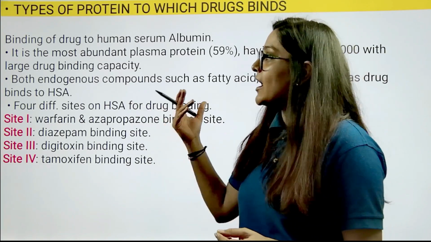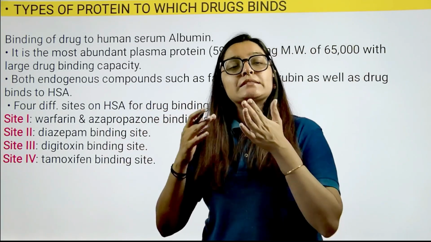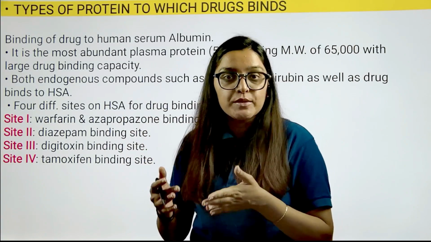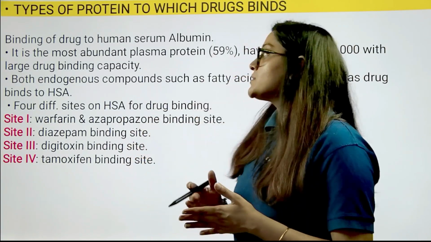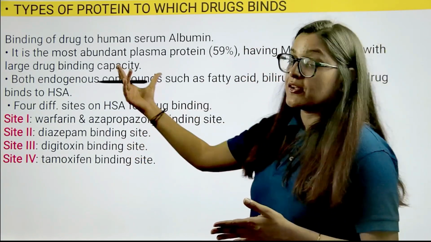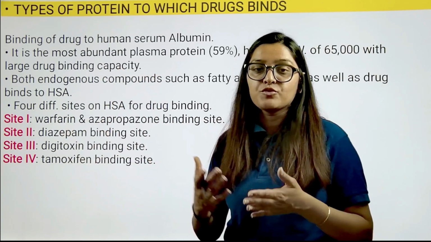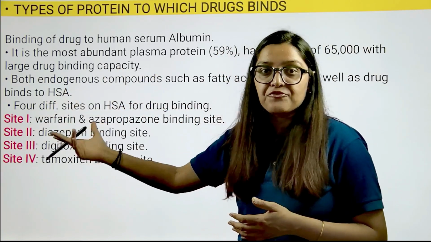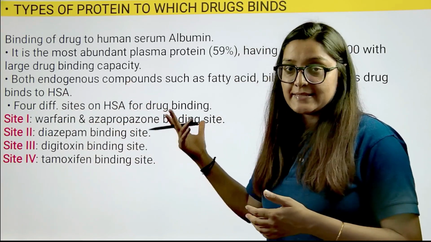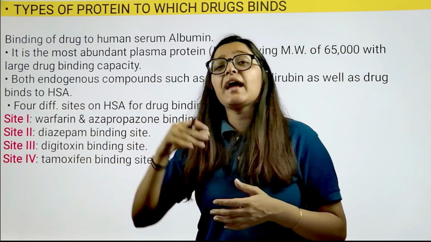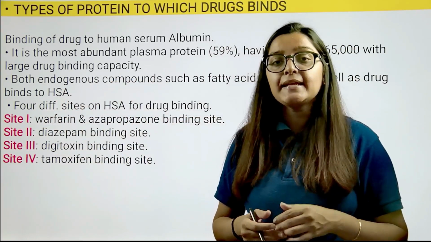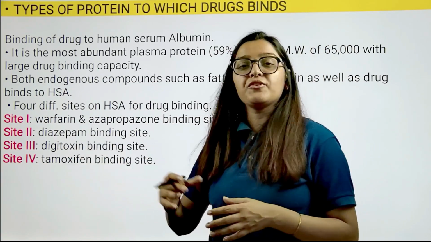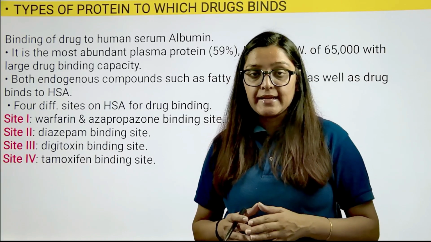So number one, we have albumin. It is most evident that most of the drugs actually bind to your human serum albumin. This human serum albumin has four different sites to which the drugs can bind. The first site we call the warfarin and azapropazone binding site. Second, we have the diazepam binding site. Third, we have the digitoxin binding site. And fourth, we have the tamoxifen binding site.